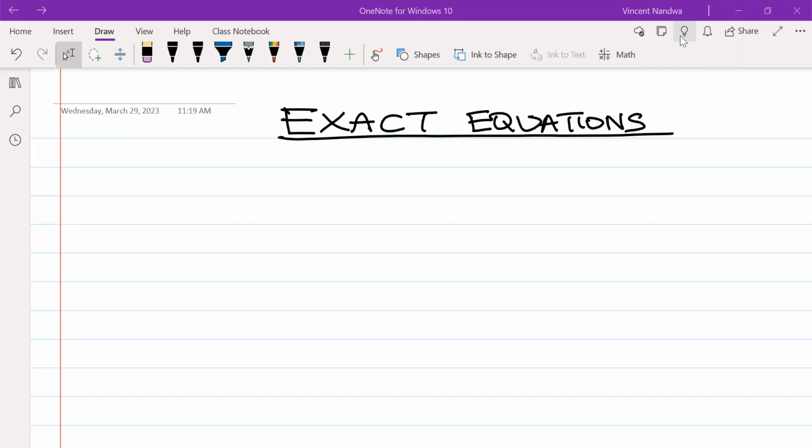In this session, we define an exact differential equation and then state the condition for testing that a differential equation is exact, and then give some steps on how to solve exact differential equations. And in the subsequent class, we'll do examples on how to solve exact differential equations. So let's start by defining an exact differential equation.